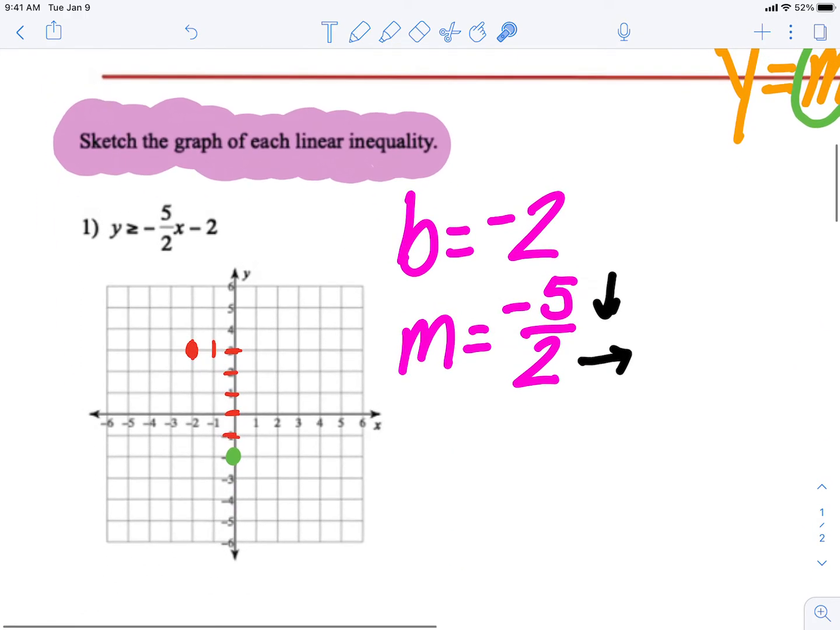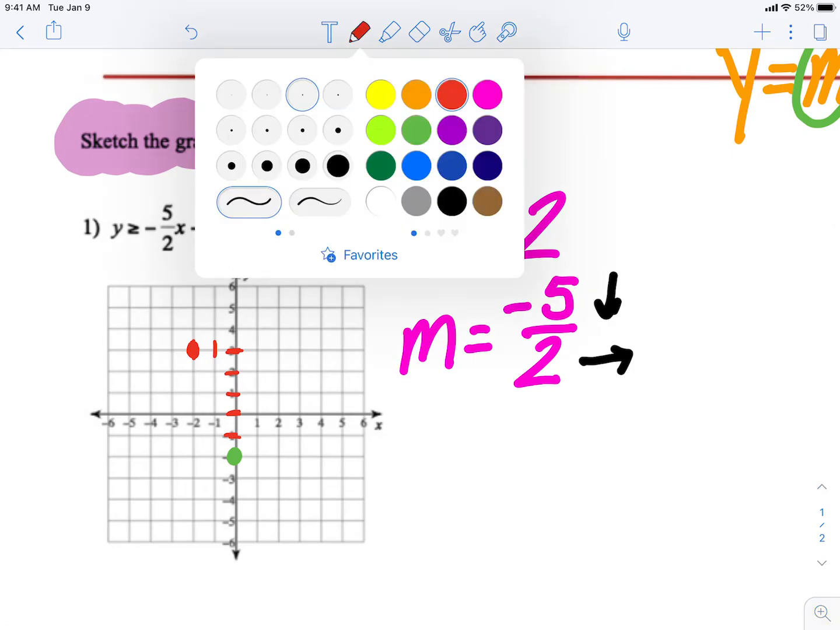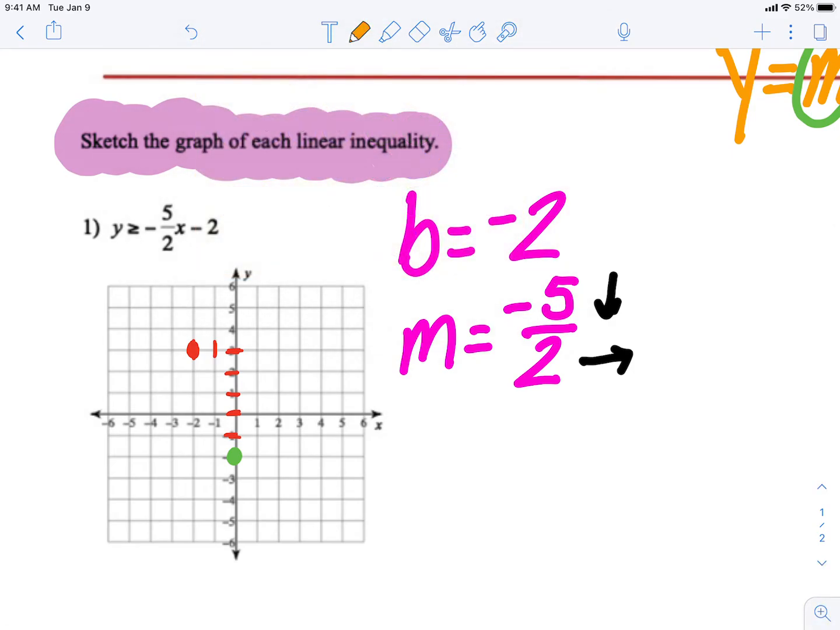So I'm going to make a solid line here. Right? So I'm going to go here, and I'm going to go past my second point there. And I'm going to go here, and I'm going to go past my first point, just like that. And remember, I'm going to make arrows just like that. Okay. Last step.